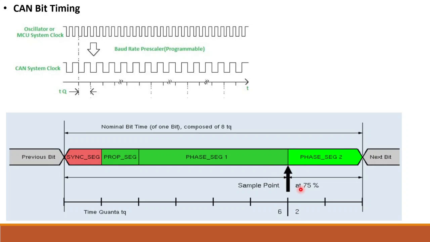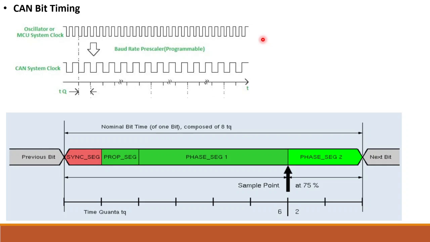This may vary based on the number of time counters we define in each segment. That calculation we will understand in the next slide. Here we will also understand clock synchronization. We have two types of synchronization: hard synchronization and resynchronization. First, we will understand hard synchronization.